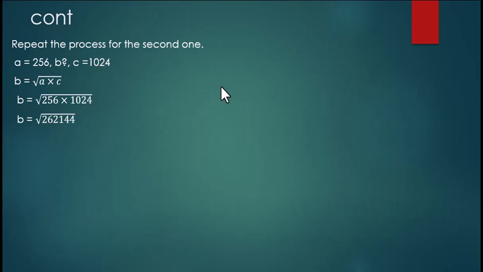This will give us 262,144. Then the square root of this is just 512. So this is basically our answer, the mean we are looking for. This is how we find the mean for this particular question if you were asked to find the mean.